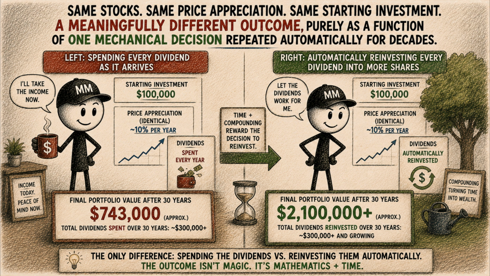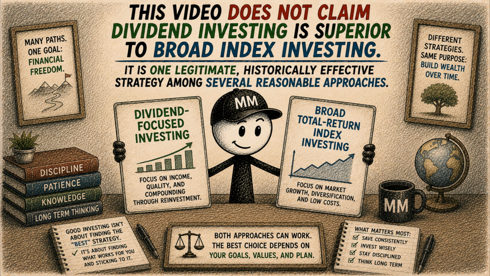taking every payment as cash and spending it, would have ended up with dramatically less wealth than an investor who held the identical underlying investment and simply reinvested every dividend payment back into more shares automatically the entire time. Same stocks, same price appreciation, same starting investment. A meaningfully different outcome purely as a function of one mechanical decision repeated automatically, year after year, for decades.